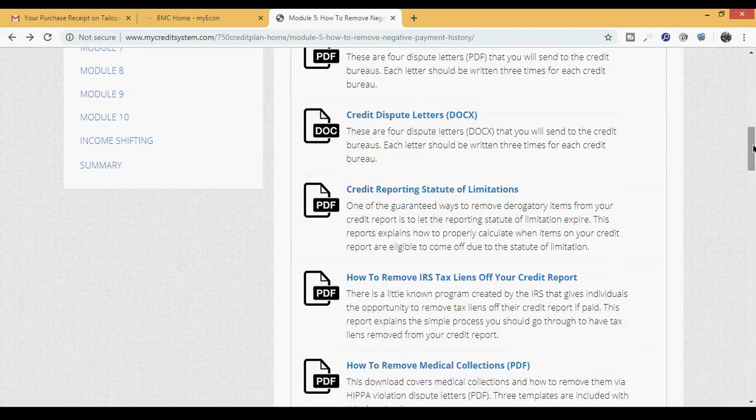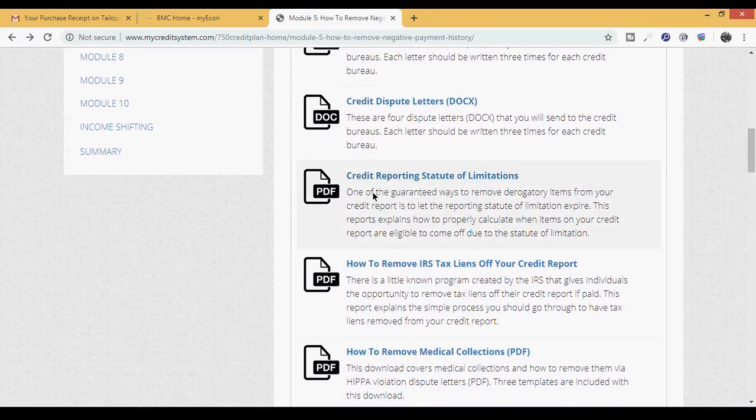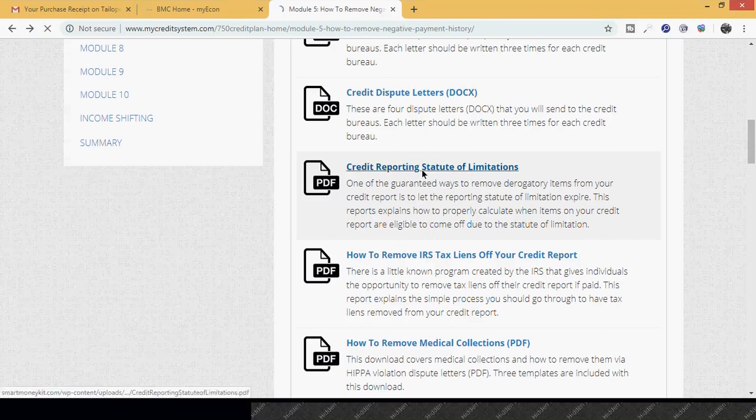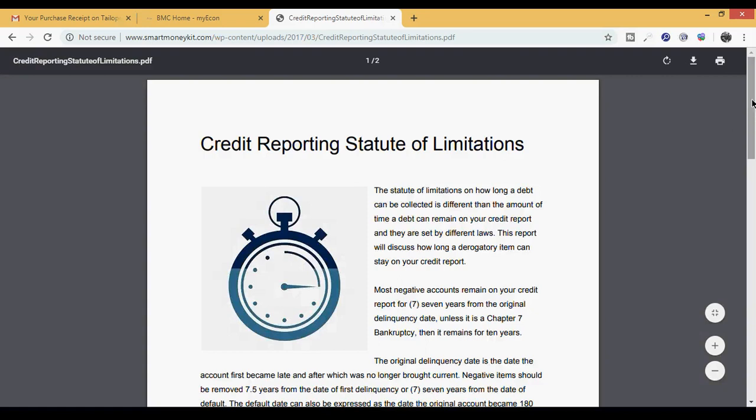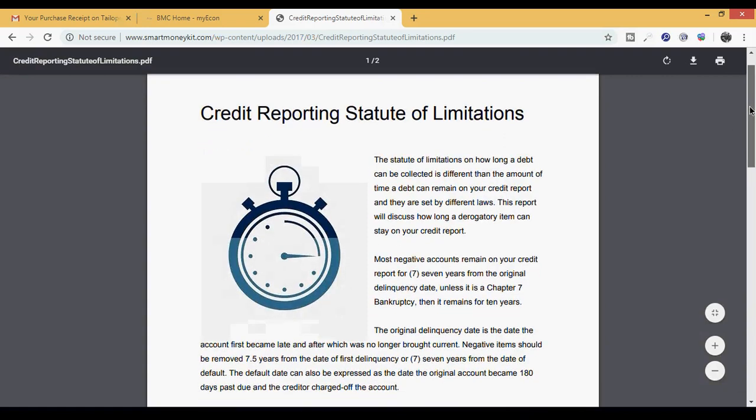So let's talk about the statute of limitations. I'll read this briefly. One of the guaranteed ways to remove derogatory items from your credit report is to let the reporting statute of limitations expire. This report explains how to properly calculate when items on your credit report are eligible to come off due to the statute of limitations. So let's click on it so you can see an elaboration of what it is and what it consists of.